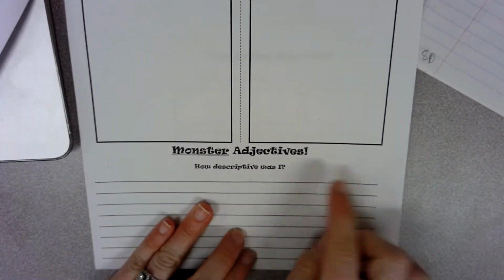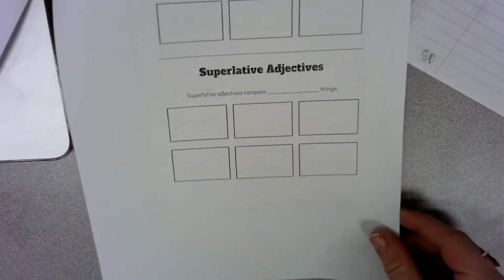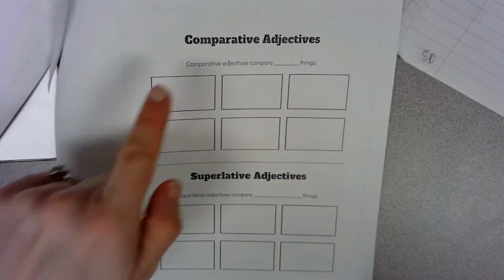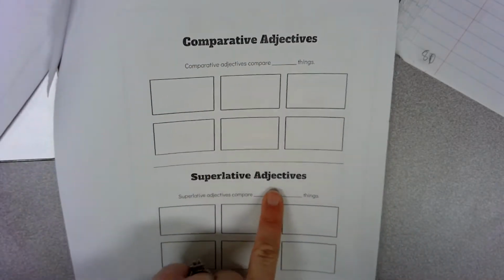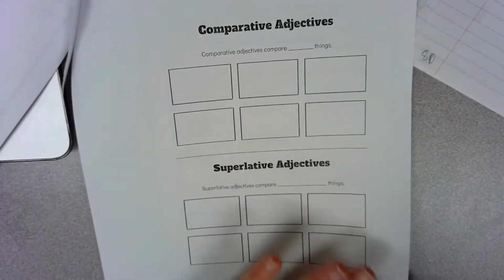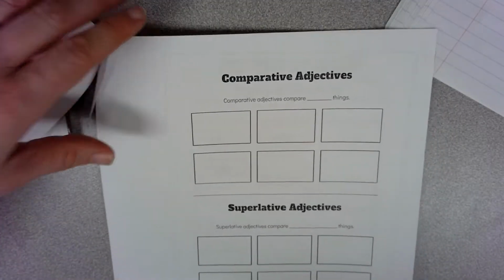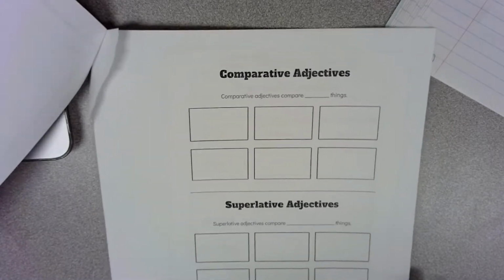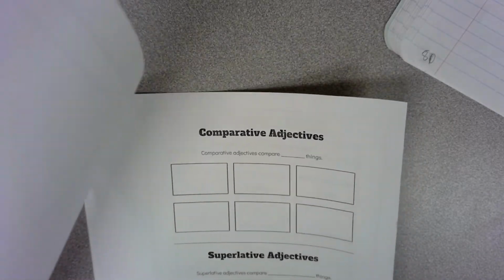Right, so what we have left of our packet is the monster adjective sheet, and then we have two other sheets that are behind it. It says comparative adjectives, superlative adjectives, and then degrees of comparison. We're actually going to be using these two back pages, so you can rip these apart and keep the monster adjectives for a little bit later on in the unit.